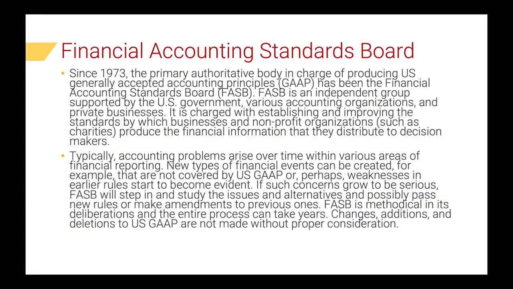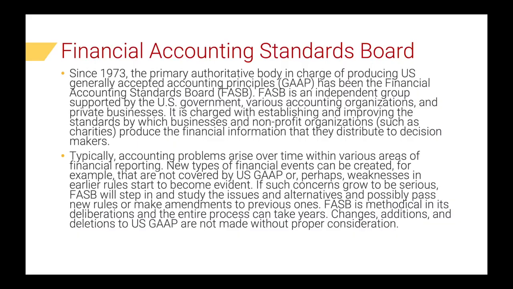Typically, accounting problems arise over time within various areas of financial reporting. New types of financial events can be created that are not covered by GAAP, or perhaps weaknesses in earlier rules start to become evident. If such issues grow to be serious, FASB will step in and study these issues and pass new rules or make amendments to the previous ones.